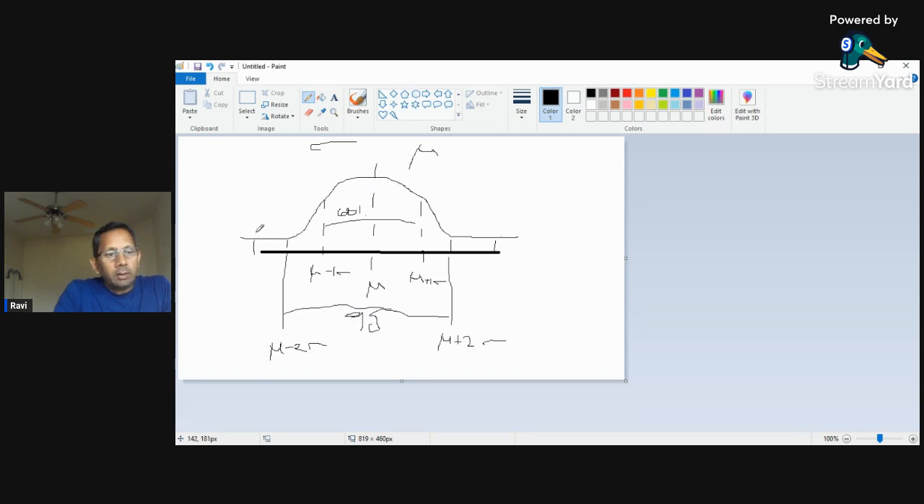And if you take this one, you guys already got the number: mu minus 3 sigma and mu plus 3 sigma, which covers about 99.7% of data. So let's get into the example.